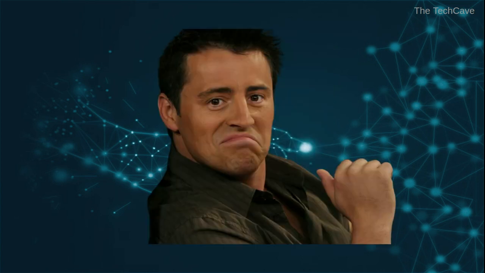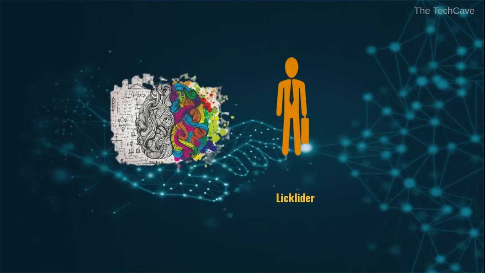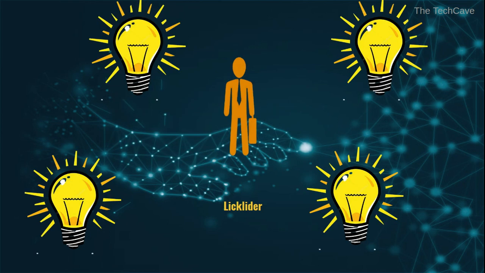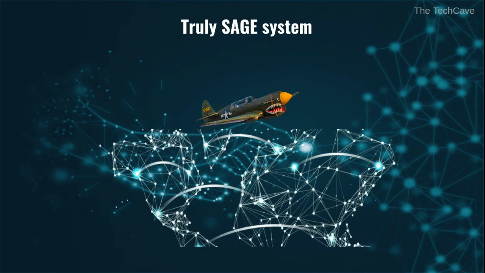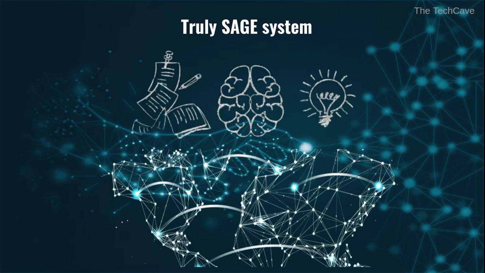By dint of Licklider's background in psychology, he was called upon to help design the human-machine interfaces, and he formulated a set of theories about ways that would allow humans and machines to work cooperatively to solve problems. After this project, Licklider began to talk about what he called a truly SAGE system that would network not only air defense centers but also thinking centers. In other words, the digital world we have today.